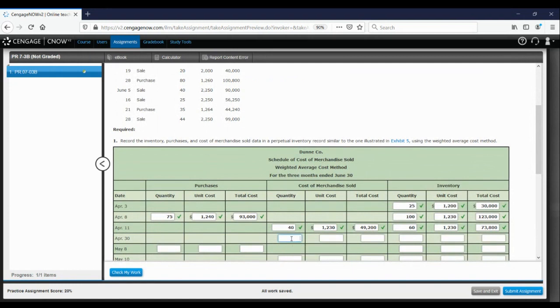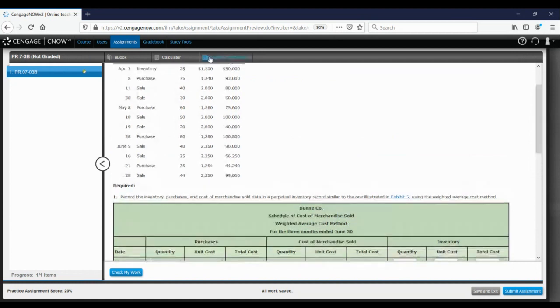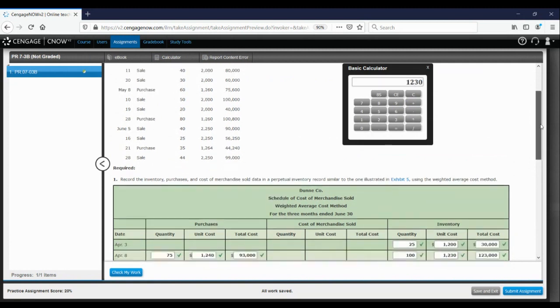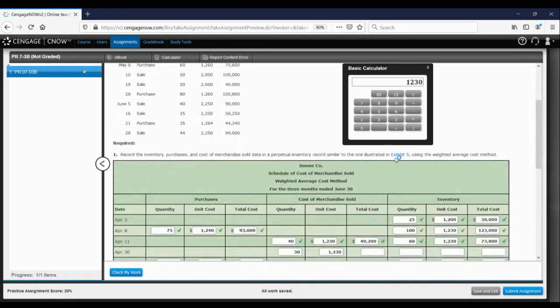So we've sold 30 more units. The amount of our units weighted average is 1,230. You will multiply 1,230, that's the unit cost, times 30 units, and that will give you 36,900.